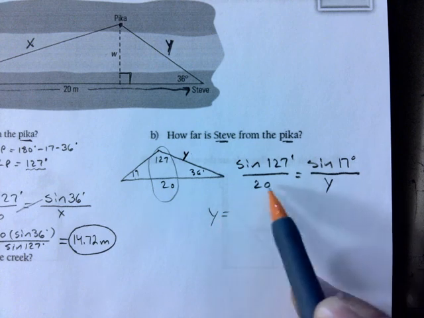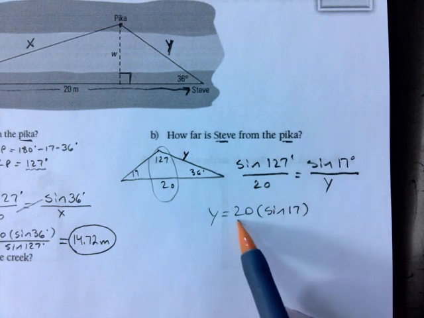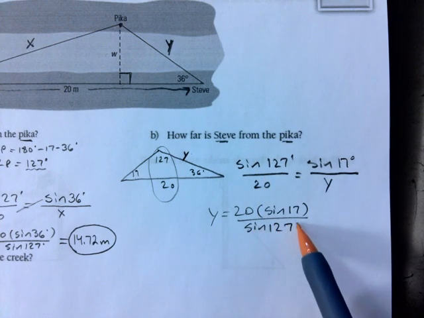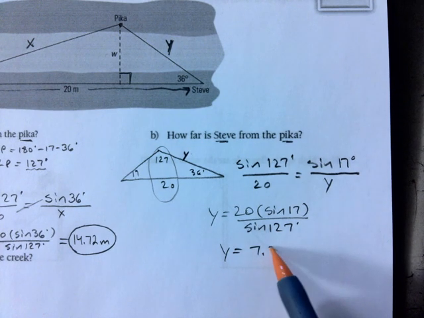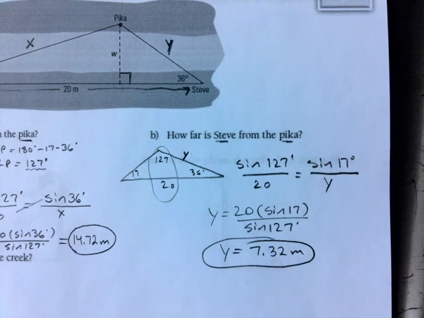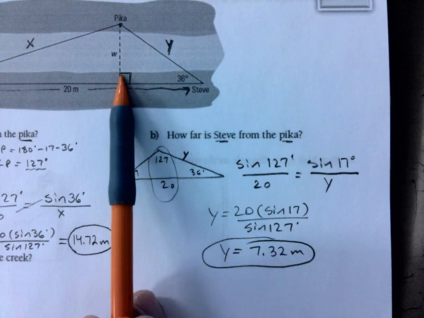So y is equal to 20 times sine of 17 over sine of 127. For time's sake, I'm just going to give you the answer. So that's how far Steve is. And it makes sense on the diagram that it's a shorter distance than Cat, right? I think, so right now there's nothing new. The only new part perhaps is that I ignored that dashed line for now.